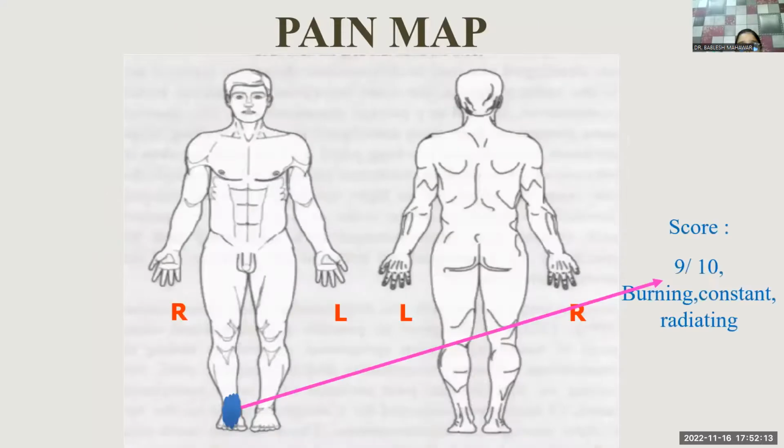Next slide, please. Now, the patient can also mark the site on a pain map, whether the pain is on the right side or on the left side. And this is a very good method of assessing pain, because on the subsequent visit, you can easily show the picture, and you can check whether the site has changed, or the patient is marking some other site, or there is a migratory type of pain or not.